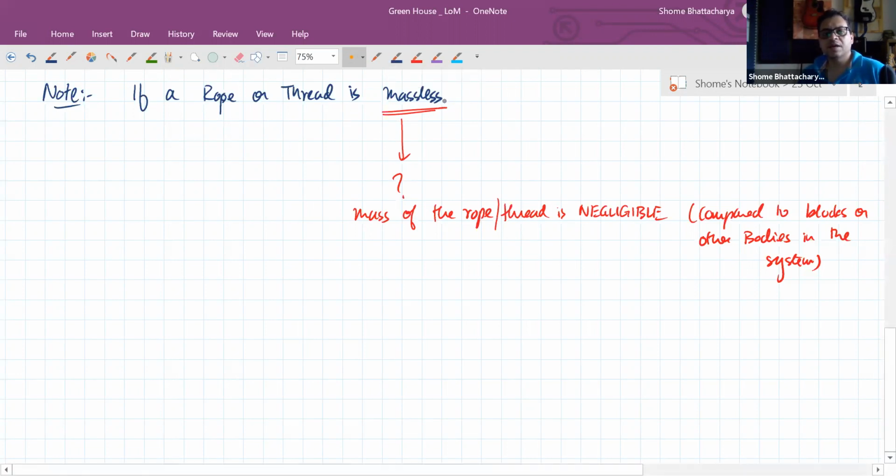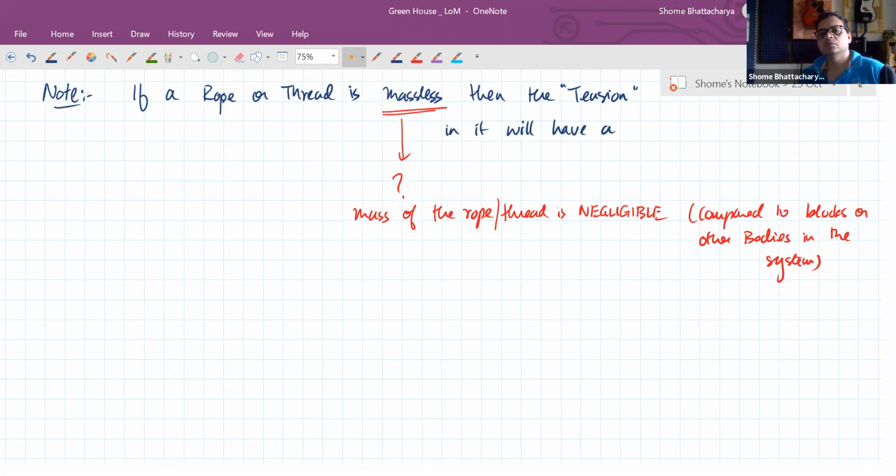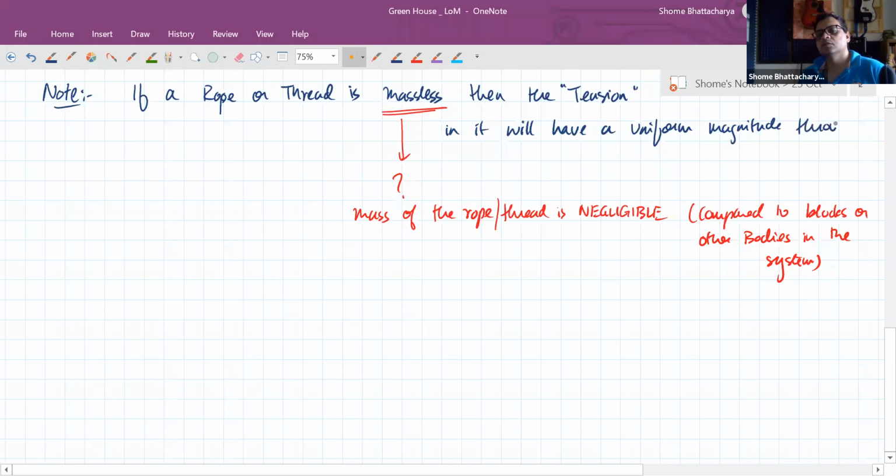So if a rope or thread is massless, then the tension in it will have a uniform magnitude. So this is very important. Uniform magnitude throughout its length. So why this happens, I'll explain through examples. But first of all, this is like a rule of thumb we should remember, that if we are talking about something which has negligible mass or it is massless, then the tensile force is uniform throughout it.